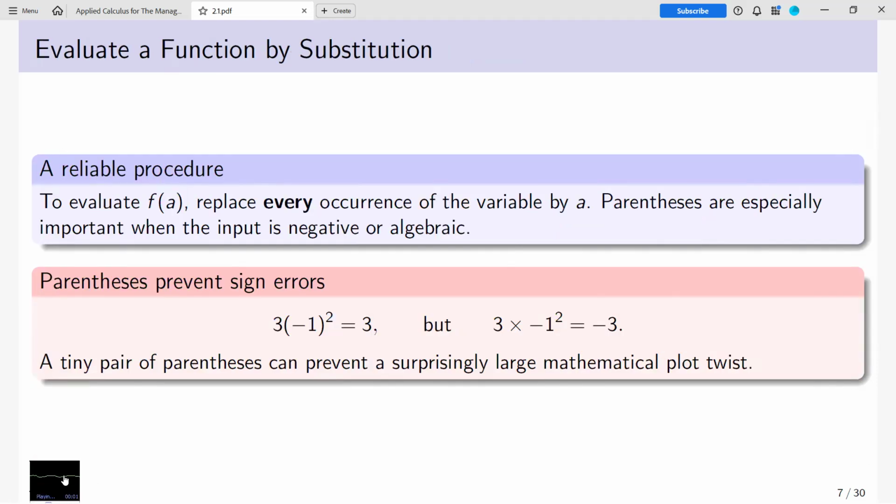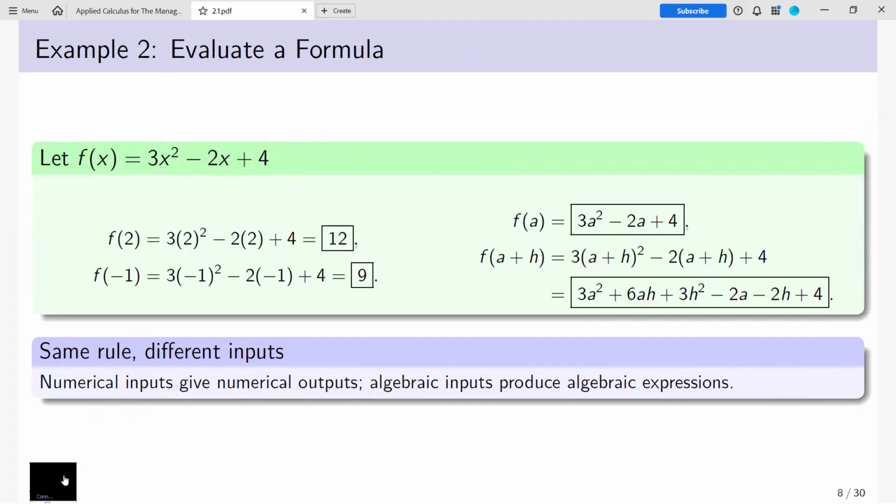To evaluate a function, substitute the given input everywhere the variable appears. Use parentheses around negative or algebraic inputs. This small habit prevents sign and expansion errors. Substitute each requested input into the same function rule. For a plus h, replace every x by the entire expression a plus h and then expand carefully.